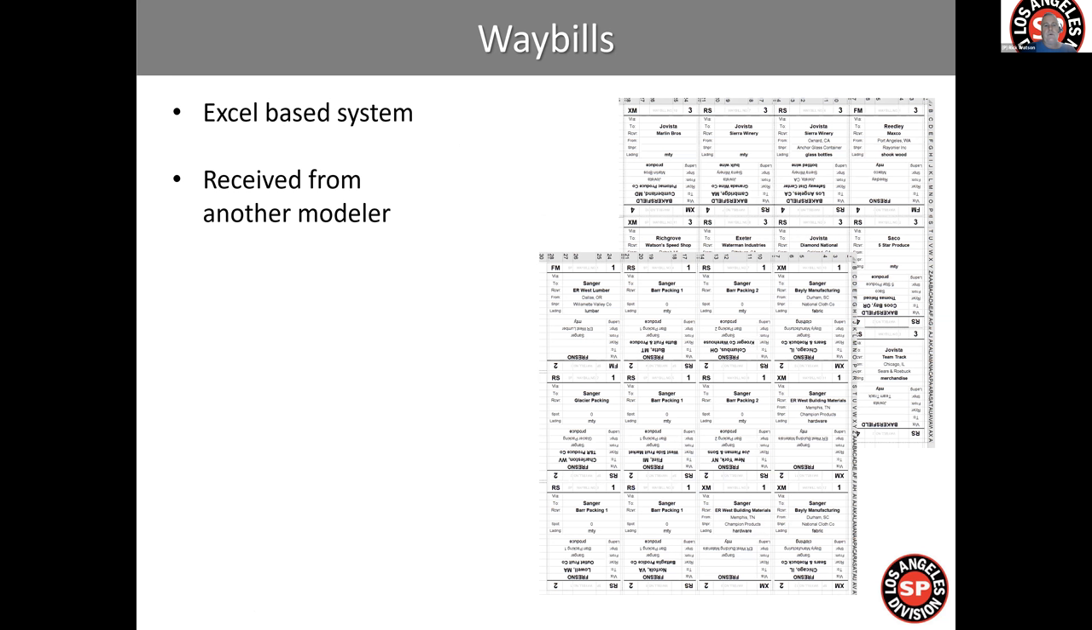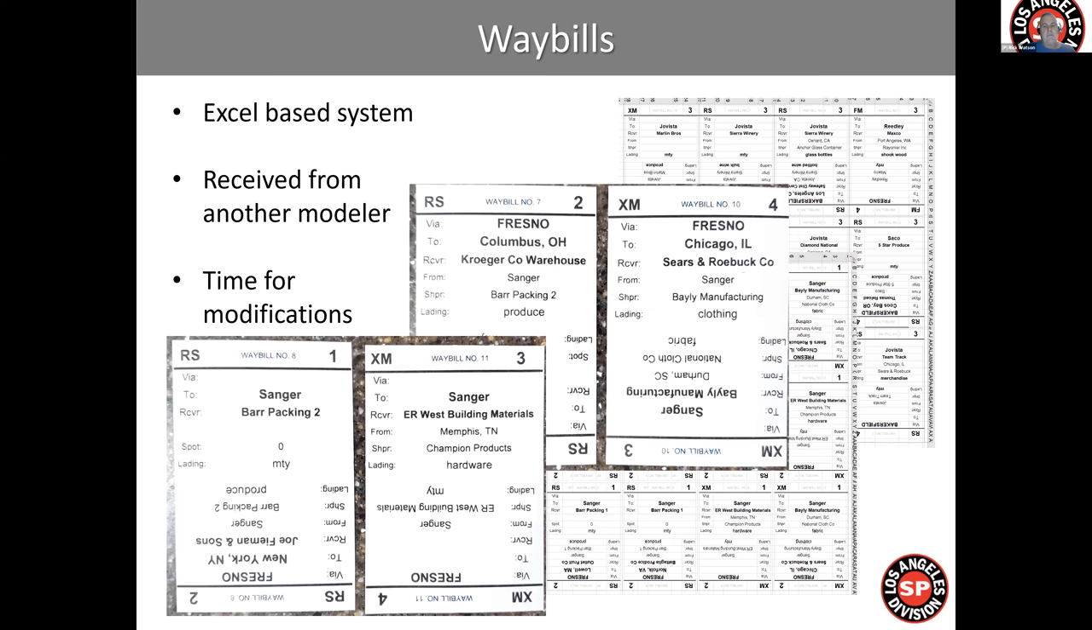So now on to the waybills. It's another Excel-based system, from the same person, if you will. Received it from another model railroad again, time for modifications. But in this case, you can see that it prints 12 waybills on a page. And here's a close-up of the waybills.